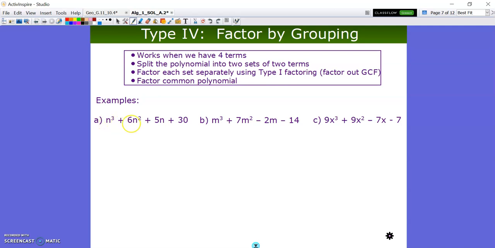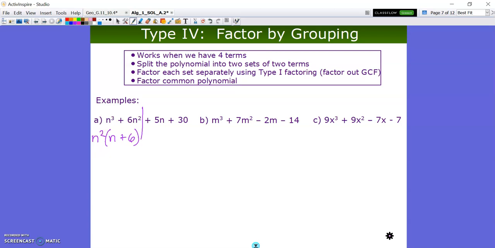I've got n cubed plus 6n. That's my first 2 terms, plus 5n plus 30. So I'm going to go ahead and slice this 4-term polynomial into 2 pieces. So let's just look at the first piece. Can you find the greatest common factor? Our greatest common factor here is n to the 2nd power. Let's go ahead and write leftovers in parentheses. I'll have an n plus 6.